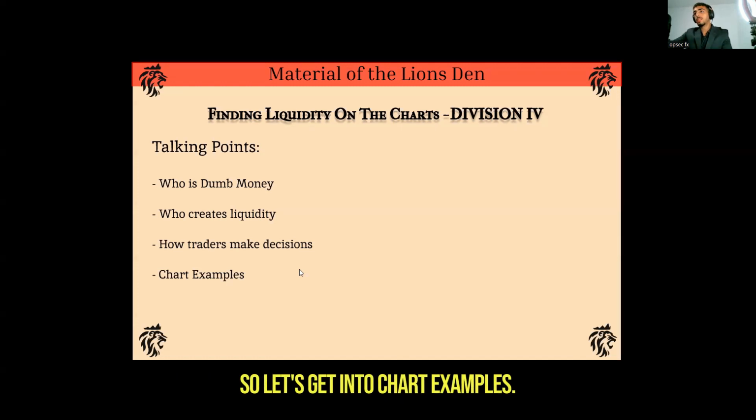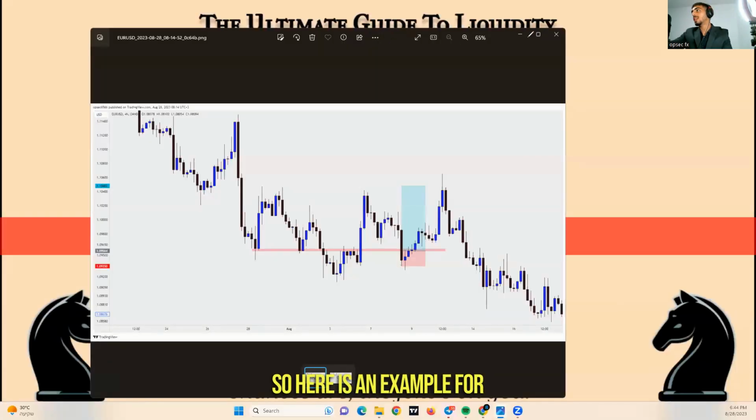So let's get into chart examples. Give me a second, I'm going to pull that up. So let's start with this example. So here is an example for how retail traders make decisions.